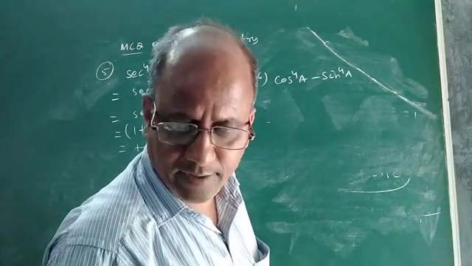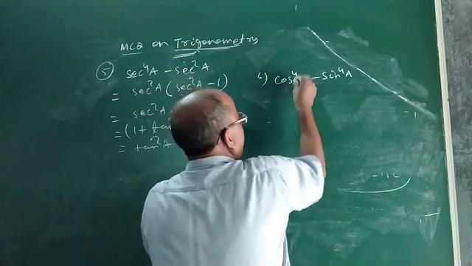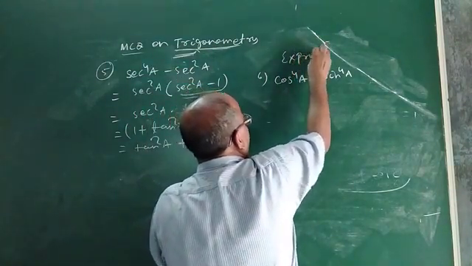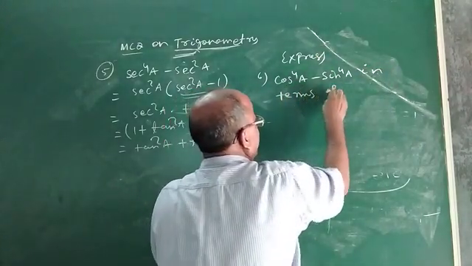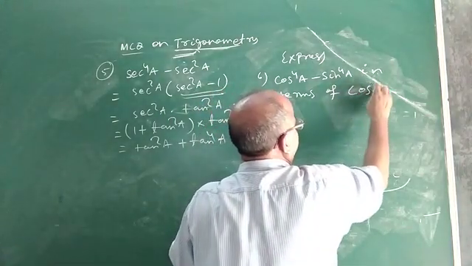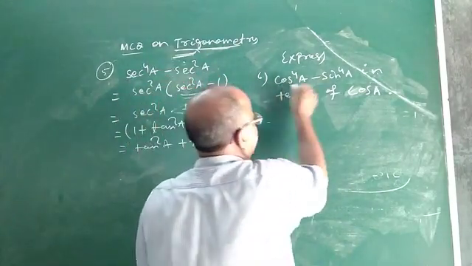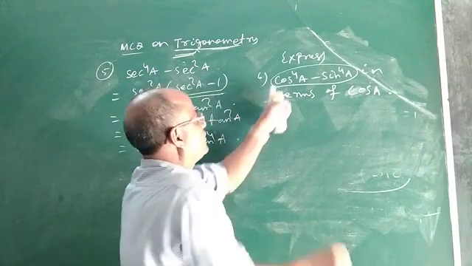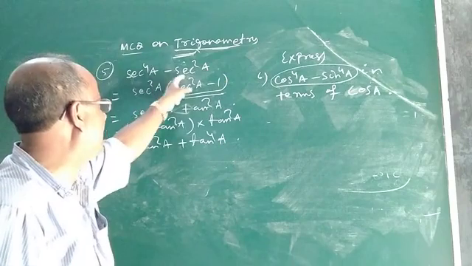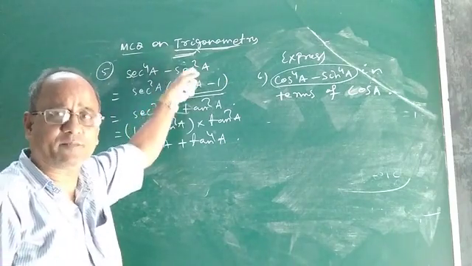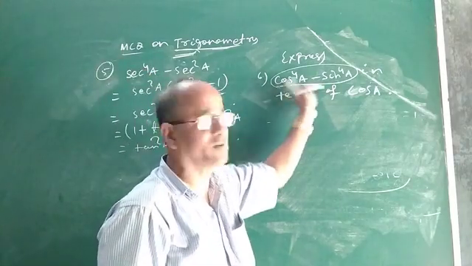Suppose you want to express cos 4A minus sin 4A in terms of cos A. You see, how to express this trigonometric expression in terms of cos A? Here we expressed a trigonometric ratio which was in terms of sec ratio in terms of tan ratio. Here it is given in terms of both cos and sin.